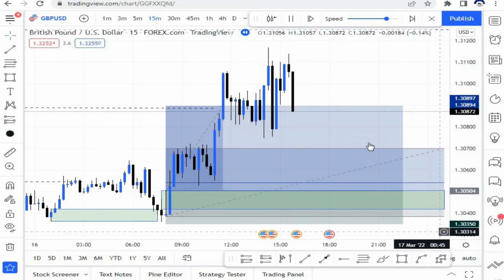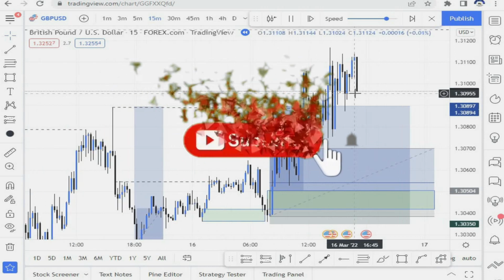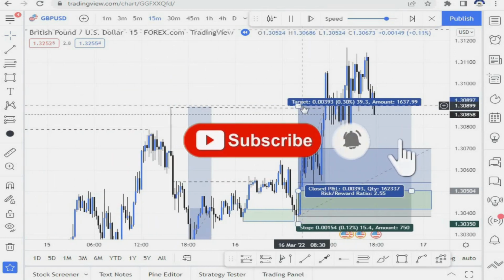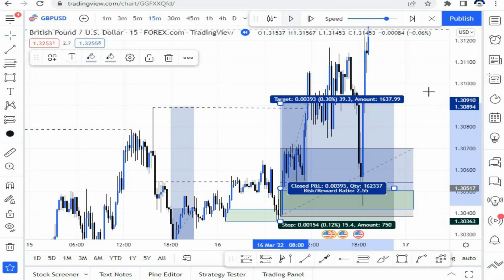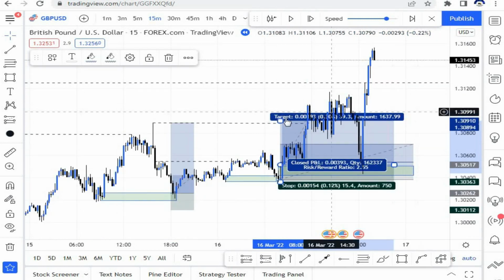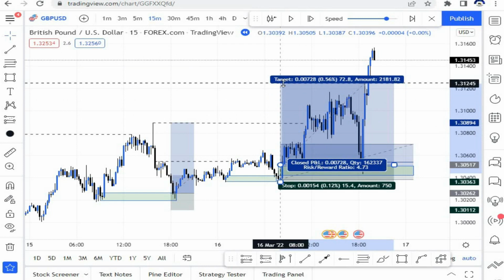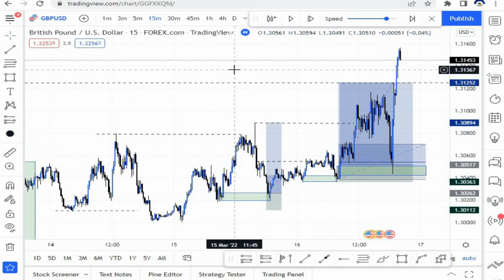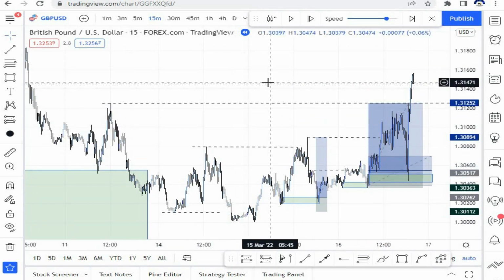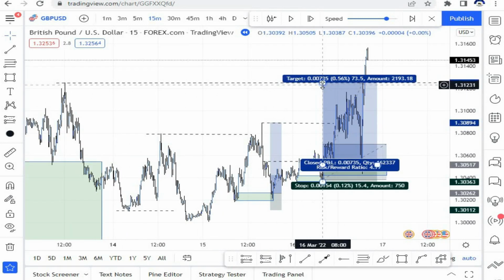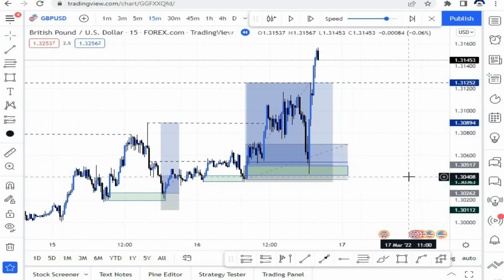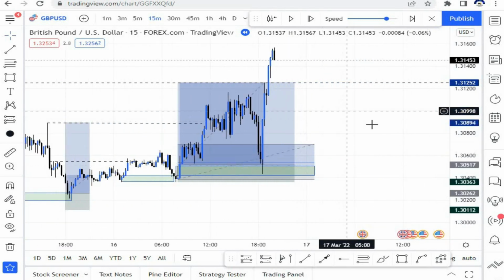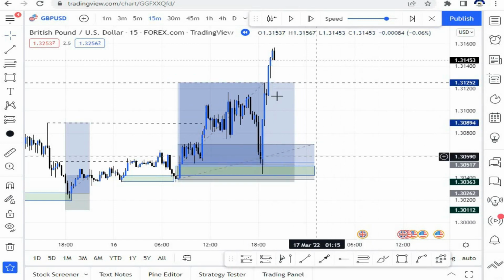Let's see what the price will give us, right? Okay, as you can see, the price just came and picked the orders, and this was our target, because that's where the last supply was at, meaning we're risking 15 pips to get 70 pips, meaning that was going to be a good trade though. And then the price continued going up, as you can see.